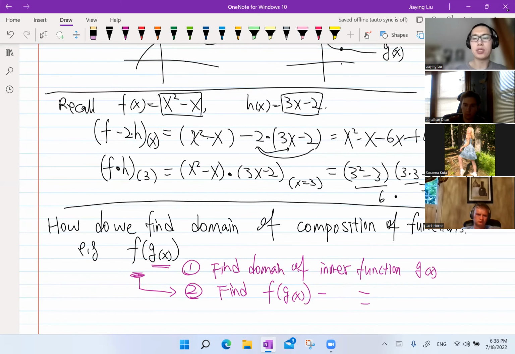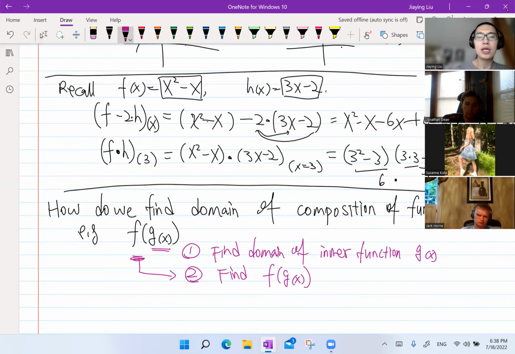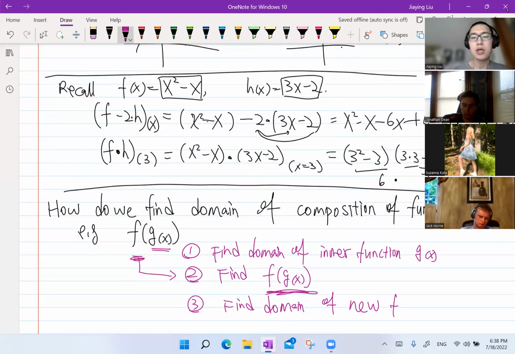So, let me erase this. We're just going to find f of g of x. At the end, it's going to be a function of x. And then we have to make sure that whatever we found here at the end is defined. So that's step 3, find the domain of the new function. Now, we don't find the domain of f of x that's given. We find the domain of this new function, after we compose the two functions together.